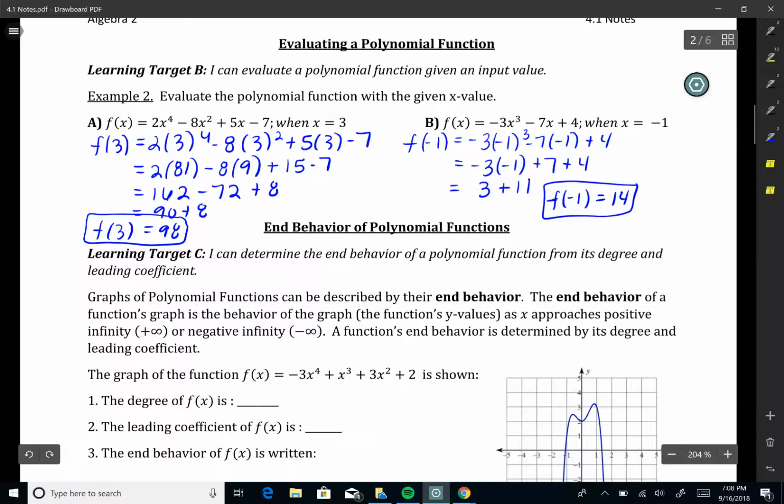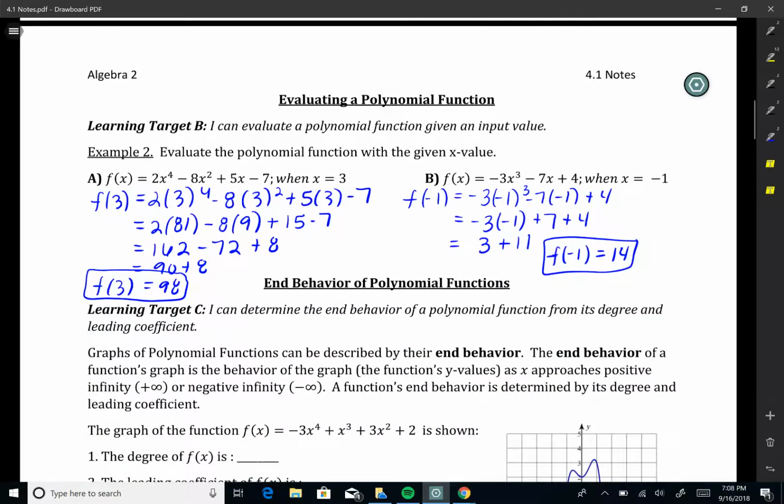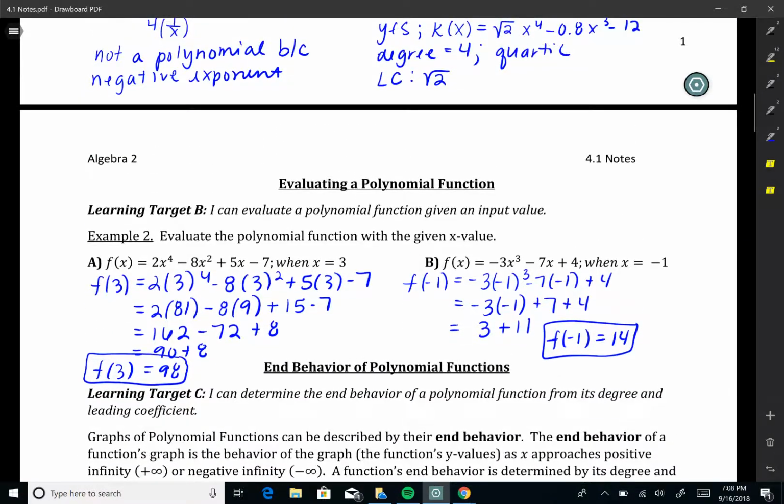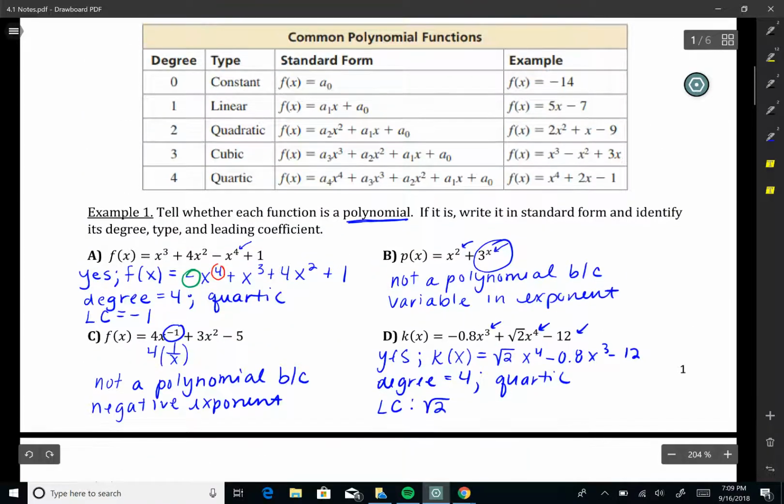Okay, so I hope you feel pretty confident in evaluating polynomial functions, which is just plugging an x value in. And also, when I give you a function, determining whether it is a polynomial or not. If it is, writing it in standard form, which is basically all of its terms in order from highest exponent to lowest exponent, and then you can identify the degree, the type, and the leading coefficient.